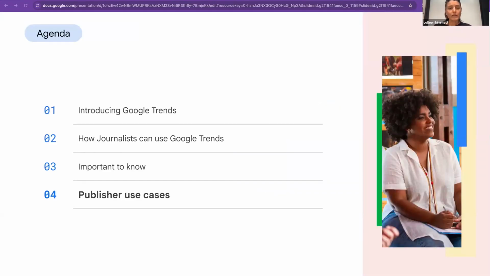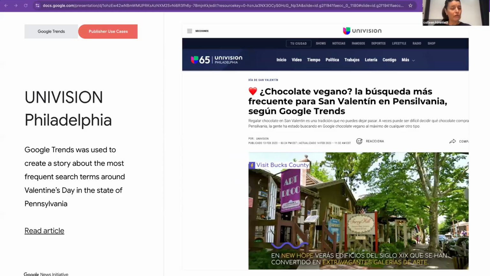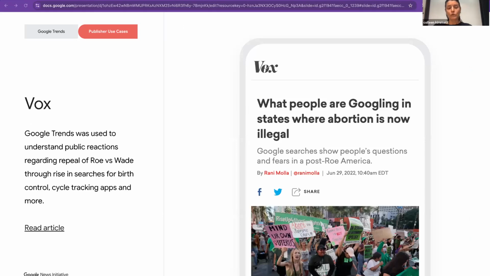Some publisher use cases. Univision in Philadelphia used Trends to create a story about search terms around Valentine's Day in Pennsylvania. So I often see trends used in stories that are seasonal. Google Trends was used by Fox to understand public reactions around the repeal of Roe versus Wade by showing an increase in searches for birth control, cycle tracking apps, etc., contraception.